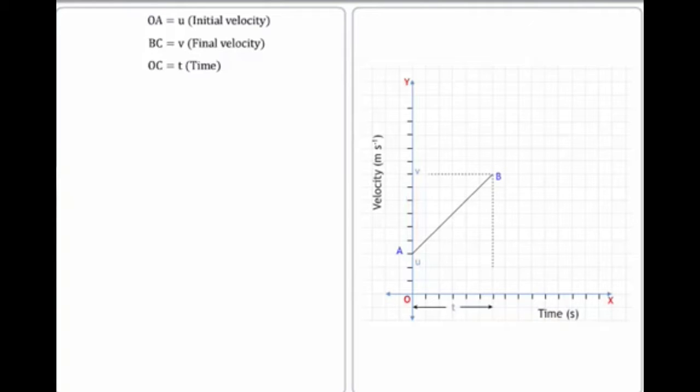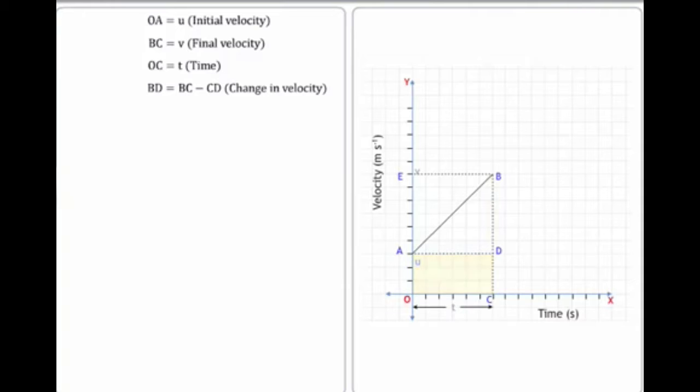From point B, draw two lines BC and BE perpendicular to the x-axis and the y-axis respectively. From point A, draw a line AD parallel to the x-axis to intersect BC at D. Now, OA represents the initial velocity u. BC represents the final velocity v. OC represents the time t, and BD represents the change in velocity in time t.